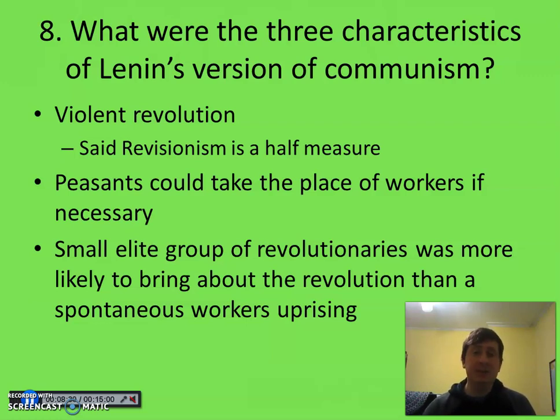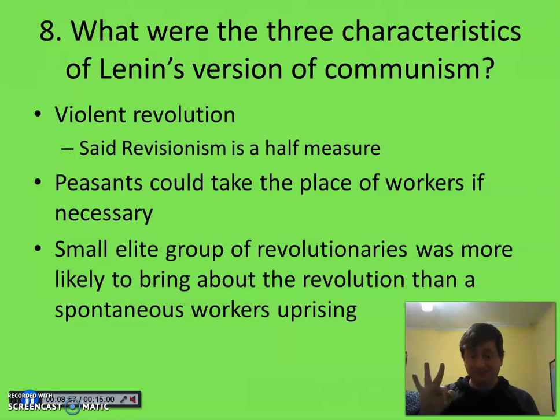So Lenin's got 3 main ideas to his brand of communism. Number 1, violent revolution. There has to be violent revolution. He said revisionism is a half measure, very similar to Marx there. Number 2, Marx said you had to have a proletariat uprising. Proletariats are urban workers. Russia doesn't have many of those, and so Lenin says, look, we can use peasants, it'll be fine. So that's his second point.